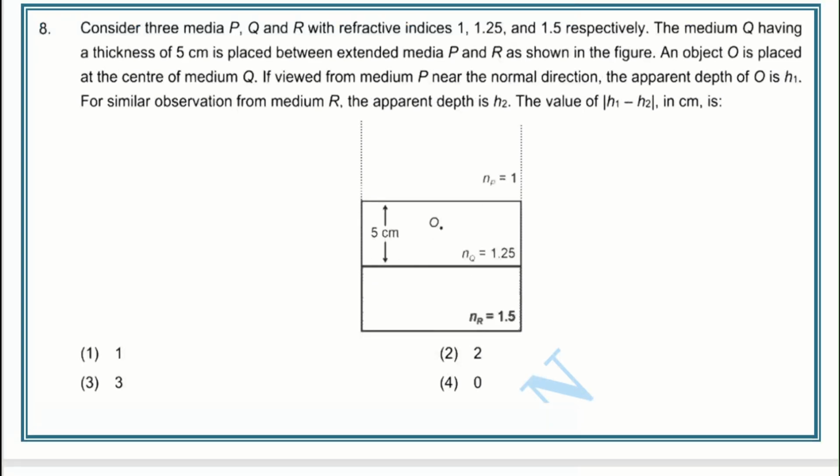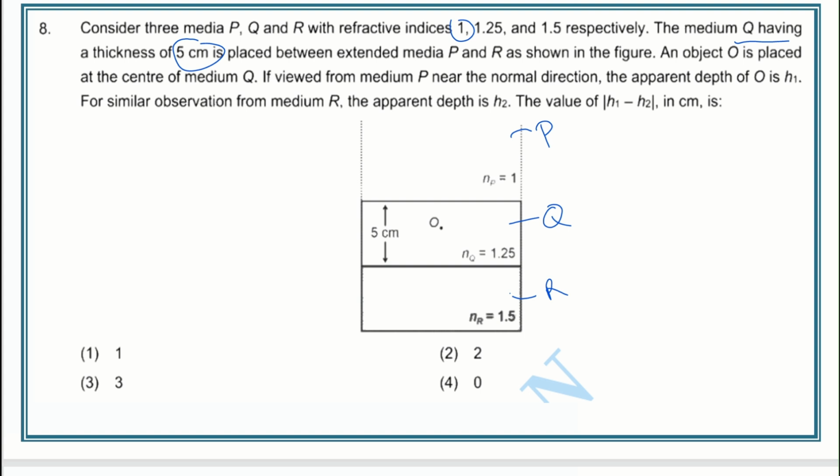Consider three media P, Q, R with refractive indices 1, 1.25 and 1.5 respectively. The medium Q, having a thickness of 5 centimeter, is placed between extended media P and R as shown in the figure. So this is P with refractive index 1, and this is R with refractive index 1.5. Viewed from medium P near the normal direction, the apparent depth of O is H1.